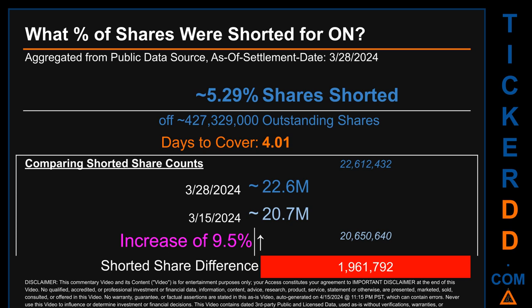When I compare the current 2-week period data snapshot against the previous period, ending in settlement date, March 15, 2024, I find that the current snapshot had roughly 2 million more shares shorted. This means that, compared to the previous snapshot, the current snapshot has an increase of 9.5% of shorted shares.